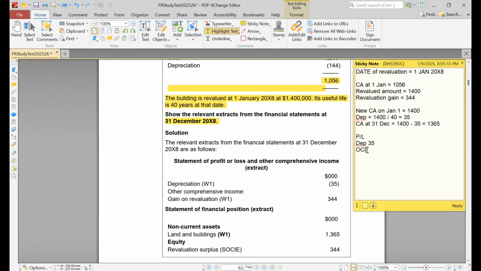So in the statement of profit or loss, you would charge depreciation of 35. You would show an OCI gain of 344. And in the SOFP, the value of PPE or non-current asset would be 1365. And in equity, because the revaluation gain is also recorded in equity, the revaluation surplus would be 344. Okay, this is the simple question.